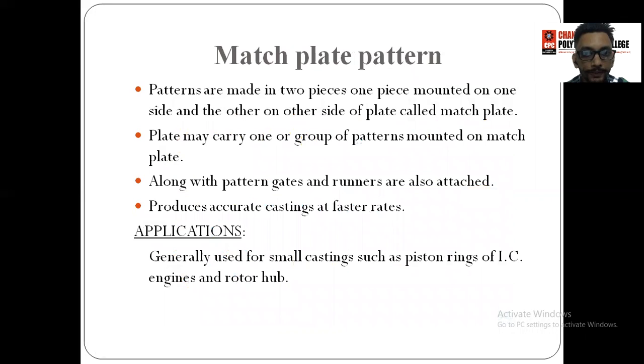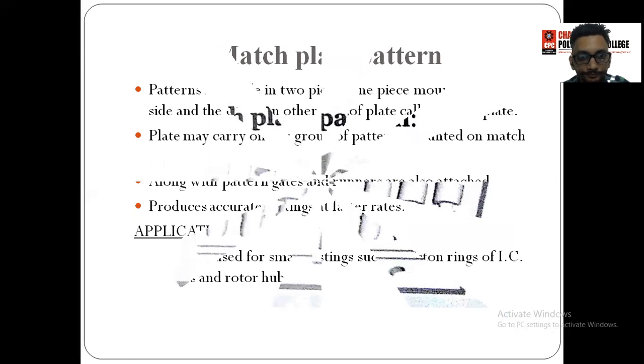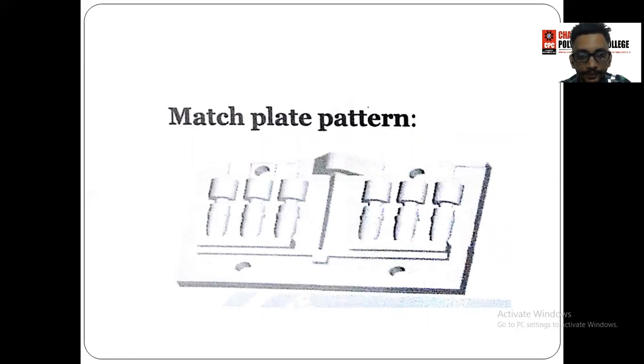Match plate pattern. Patterns are made in two pieces, one piece mounted on one side and the other on the other side of a plate called a match plate. The plate may carry one or a group of patterns mounted on it. Along with the pattern, gates and runners are also attached. It produces accurate castings at faster rates. The match plate pattern is generally used for small castings such as piston rings of IC engines and rotor hub. This is the diagram of the match plate pattern.